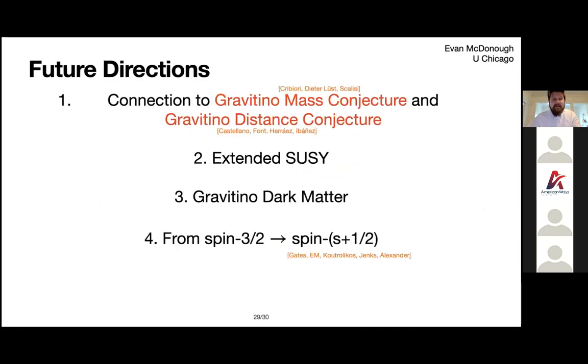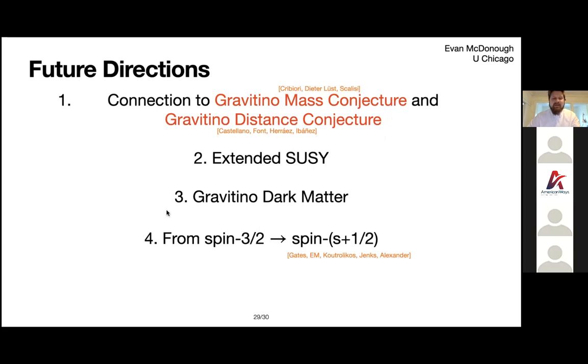In terms of where to go next, I think it would be neat to connect to the two other gravitino conjectures since then, one by my collaborator Marco and his collaborators, and another by these authors: the gravitino mass conjecture and the gravitino distance conjecture. Both pertain to the limit where the gravitino mass goes to 0, where there should be some tower of light states which emerge, a close cousin to the statement that the effective field theory is breaking down. Of course, it'd be neat to extend this also to extended SUSY like N=2, N=4.